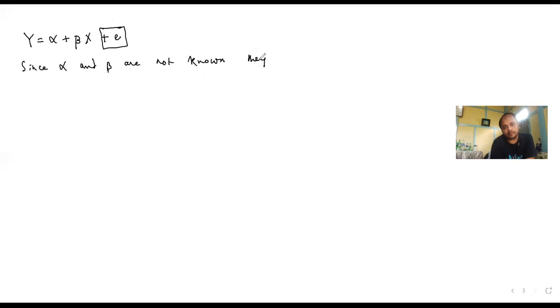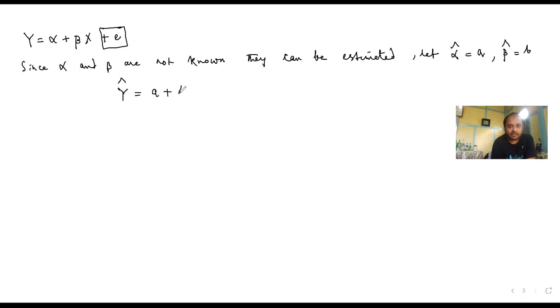they can be estimated. And let us consider that the estimator of alpha is small a and the estimator of beta is small b. Then the y estimate will be a plus bx, or you can write it as estimator of alpha plus estimator of beta into capital X. But what is the formula?